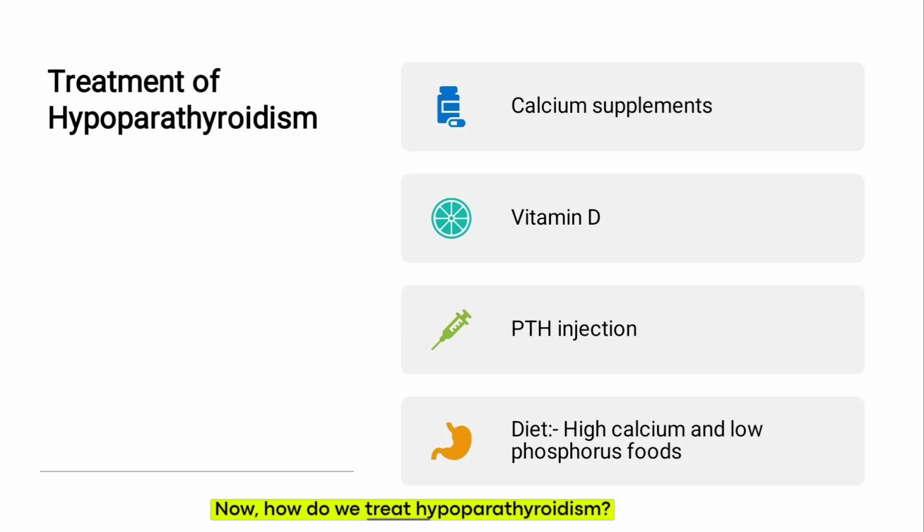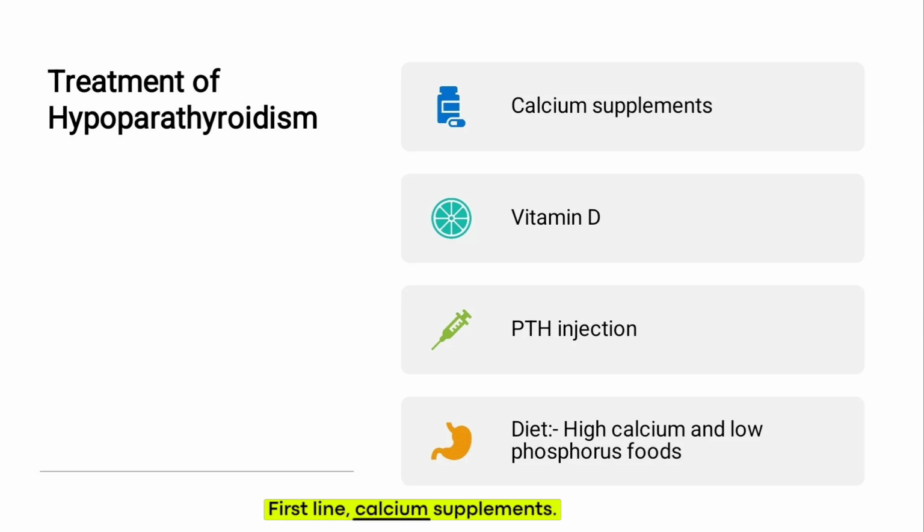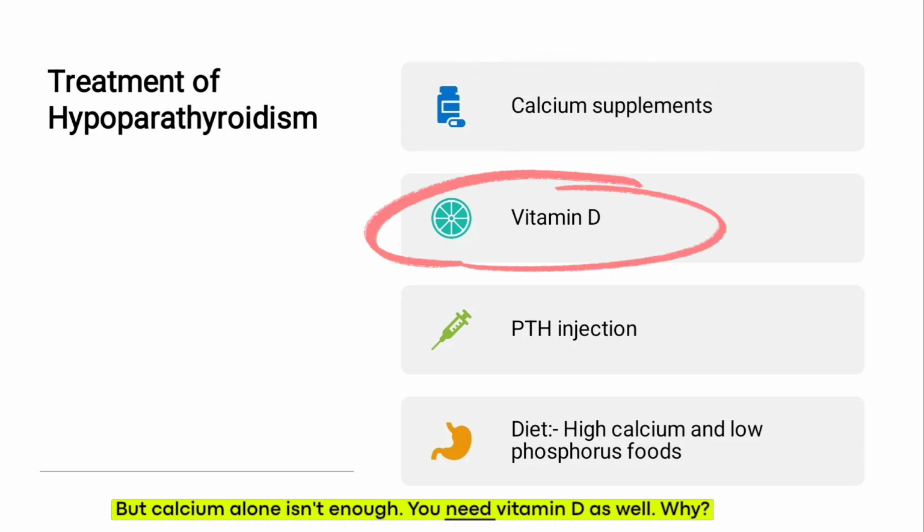Now, how do we treat hypoparathyroidism? The goal is simple: fix the low calcium and control the high phosphate. First line, calcium supplements. These are taken daily to bring calcium levels back to normal. But calcium alone isn't enough. You need vitamin D as well. Why? Because vitamin D helps the gut absorb calcium. Without it, those supplements won't do much.